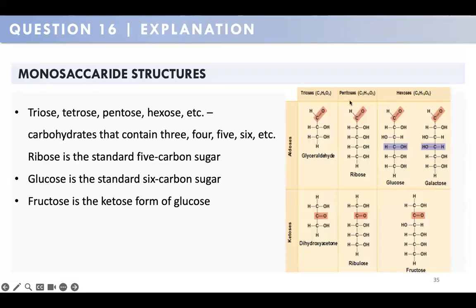So here you can see in this diagram the monosaccharide structure. Monosaccharides can be either a triose like glyceraldehyde or dihydroxyacetone, pentoses like ribose and ribulose, and hexoses like glucose, galactose, and fructose. So the smallest ones are the trioses, either aldoses or ketoses, glyceraldehyde and dihydroxyacetone. Triose meaning that they have only three carbon sugar.